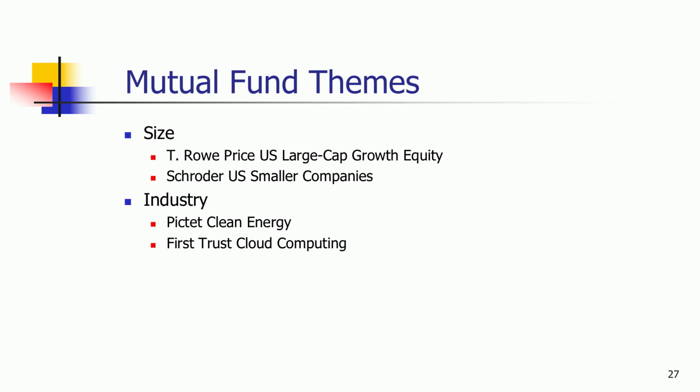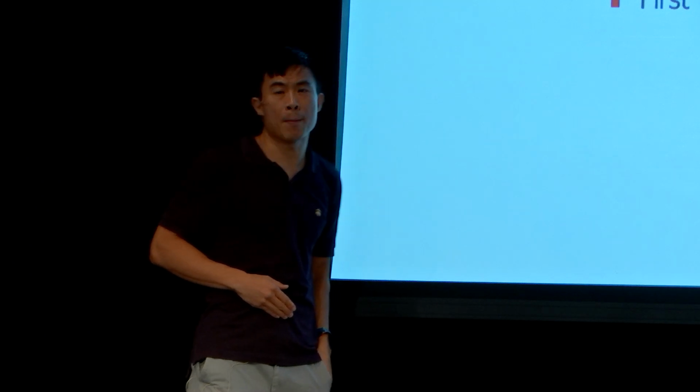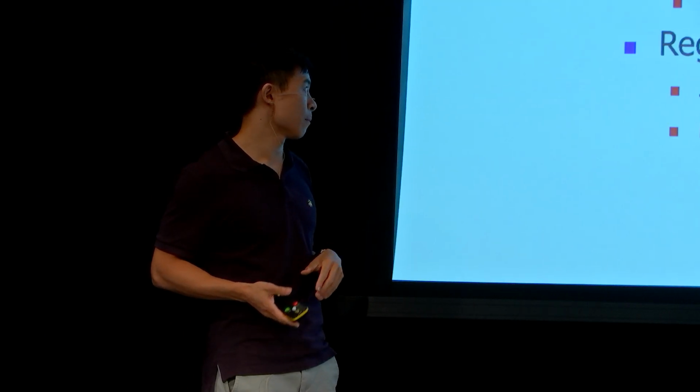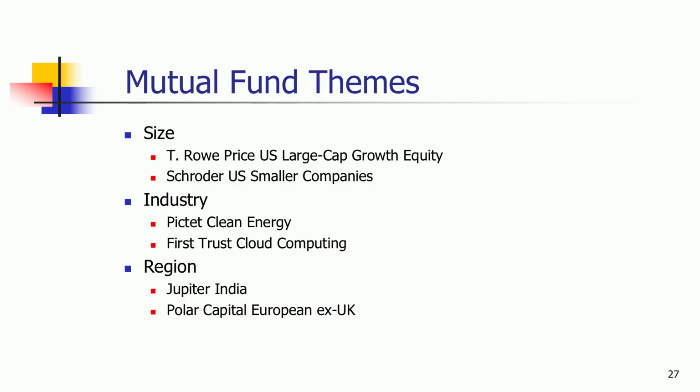And rather than just buying one cloud computing company, which will be risky, you've got all your eggs in one basket, by buying into this fund, you're buying into lots of different companies, and therefore your risk is spread more widely. And finally, we can think about funds that are stratified by region. So the Jupiter India Fund invests obviously in India. The Polar Capital European ex-UK Fund will invest everywhere in continental Europe, but not the UK. And again, this gives you a lot of discretion as to where to put your money.